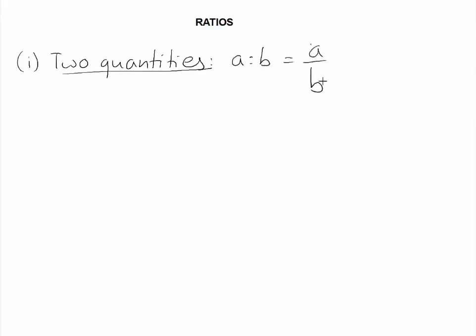In general, ratios of two quantities are written as A is to B or A by B. Now while solving questions, whenever they give the ratio as A is to B, we generally take the quantities to be AX and BX, where X is the common factor.